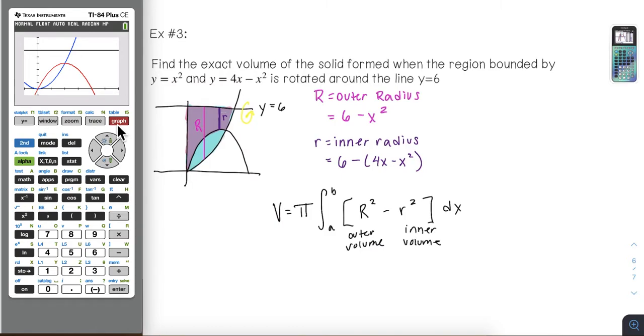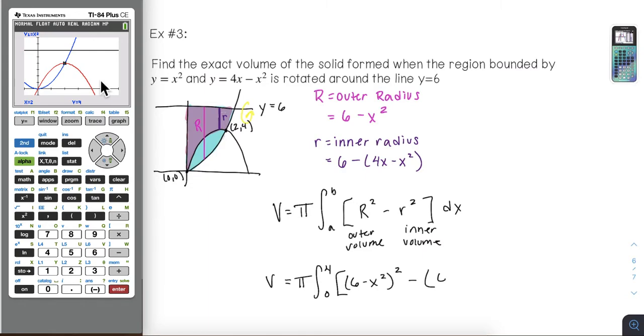So we need to know what our a and b terms are. Because we are rotating around a horizontal line, we're going to have a dx integral here. And then we can see that, I'm going to hit trace here, I hit 2, our curves intersect at 2. This is the point 2, 4 here. And then they intersect at 0, 0 here as well. So we are going to integrate, in this case, from 0 to 4. Our outer radius is going to be 6 minus x squared, and then we're going to square that, minus our inner radius.